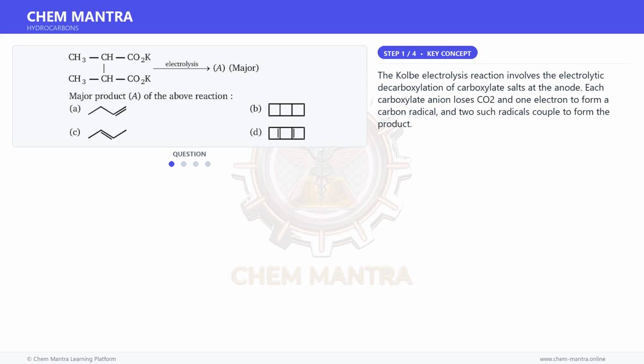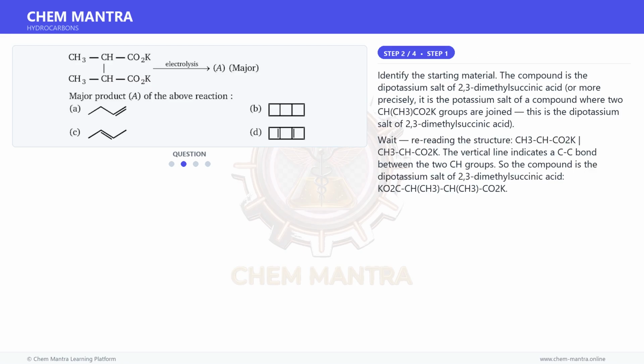The Kolbe electrolysis reaction involves the electrolytic decarboxylation of carboxylate salts at the anode. Each carboxylate anion loses CO2 and 1 electron to form a carbon radical, and two such radicals couple to form the product. Moving on to the next step.